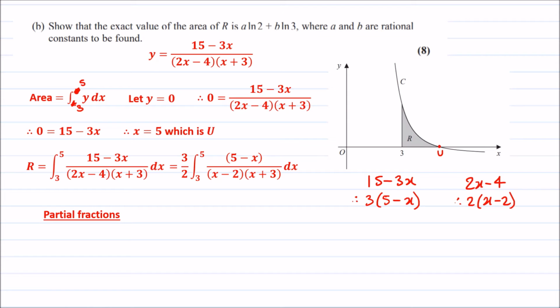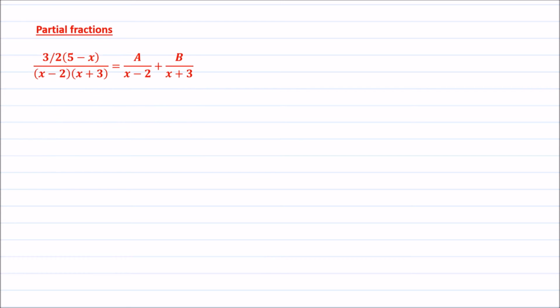And for the sake of simplicity, guys, I'm going to stick this 3 over 2 next to the top line, yeah? Because it's the same thing. And the partial fraction says this. You can split this whole thing into one part, a over x minus 2, and another part, b over x plus 3. So now, guys, all we want to do is work out a and b.